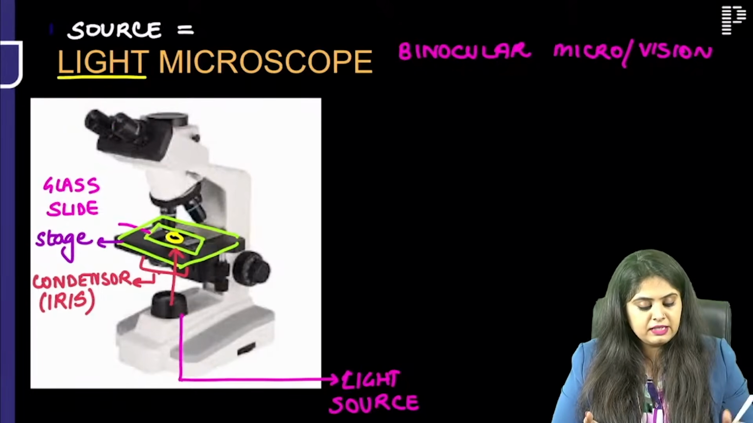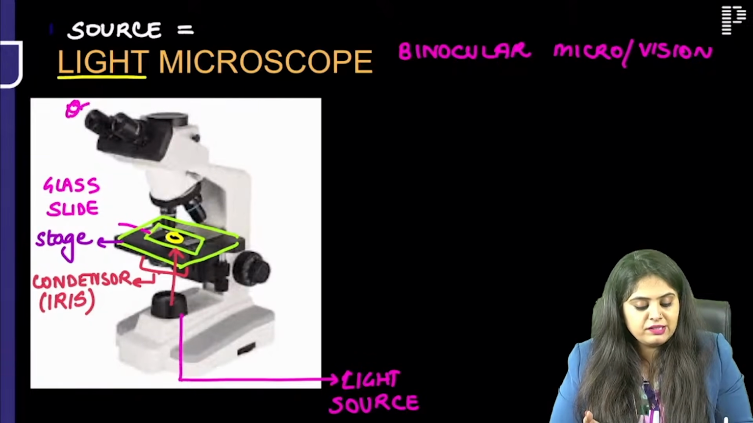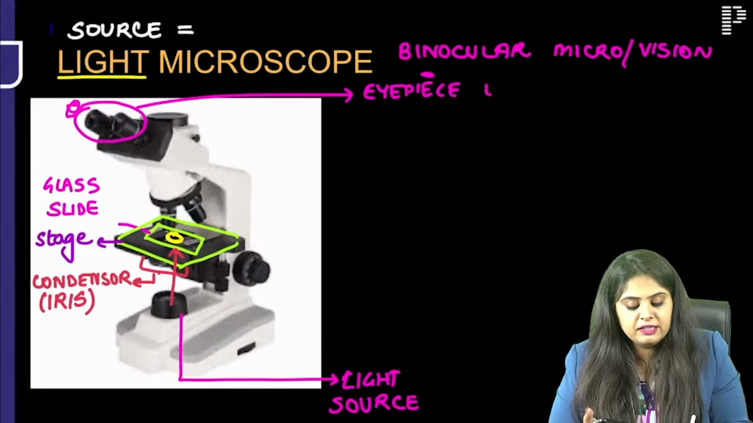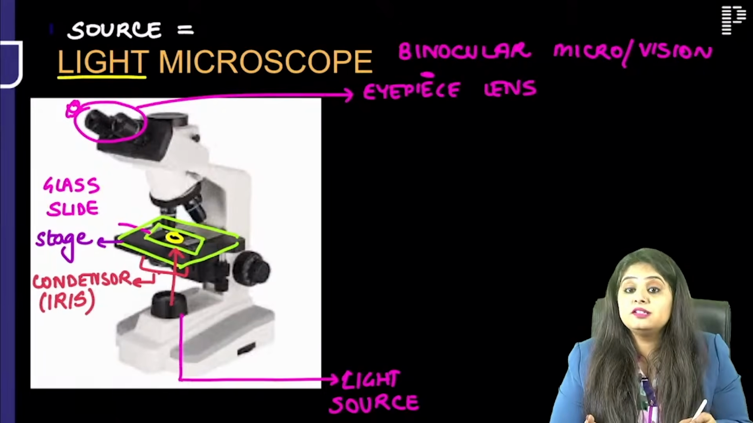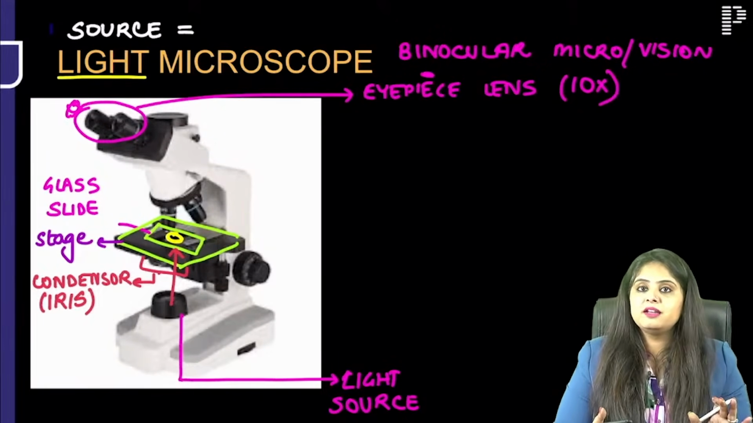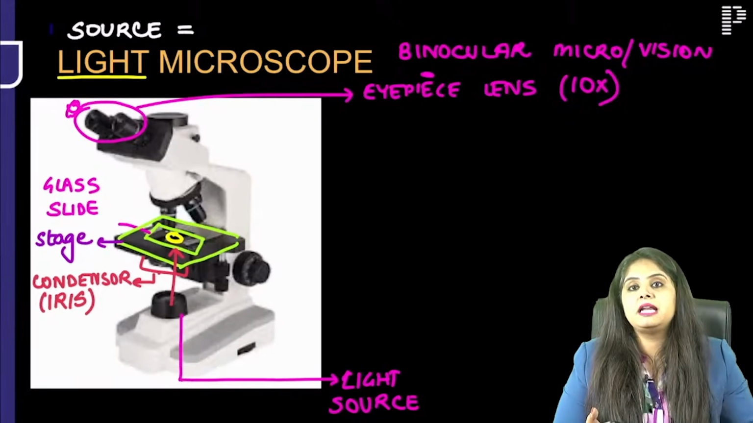So can I say this, where my eye is, what is this set of lenses known as? This is known as the eyepiece lens. This is known as the eyepiece lens. So this has a magnification of 10x. Like your phone cameras have the magnification, this lens will magnify 10 times.